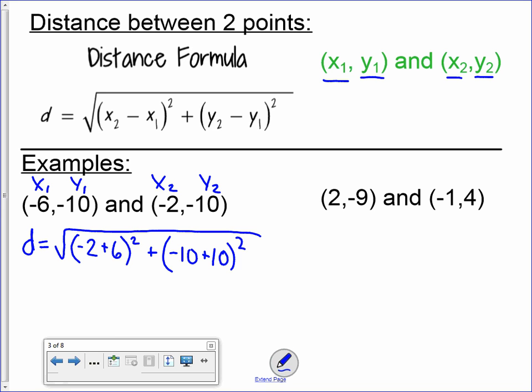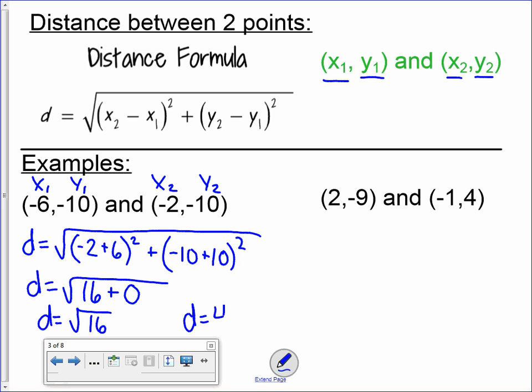Now, I just use the correct order of operations. I do parentheses first, and then exponents. -2 plus 6 is +4, and +4 squared is 16. -10 plus 10 is 0, and 0 squared is 0. When I add those together, I get 16 plus 0, which is 16. And the last thing I'm always going to do is take the square root of that number inside. And the square root of 16 is 4. The distance between these 2 points is a distance of 4.